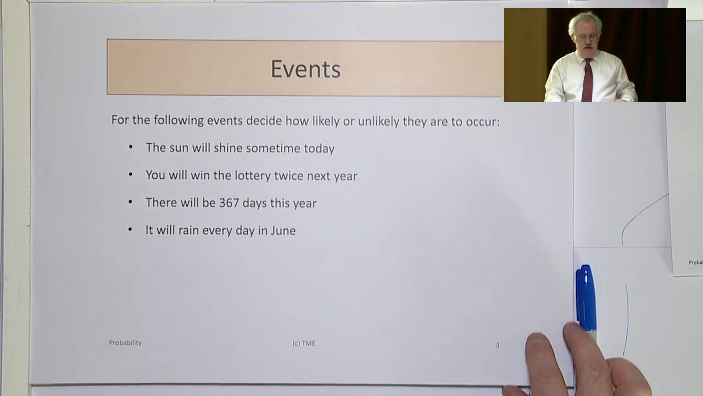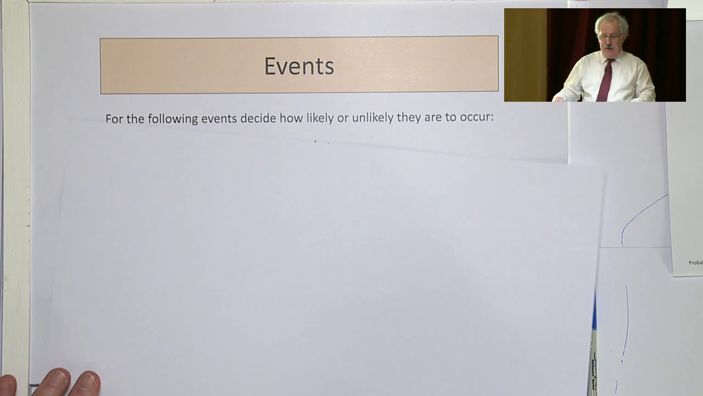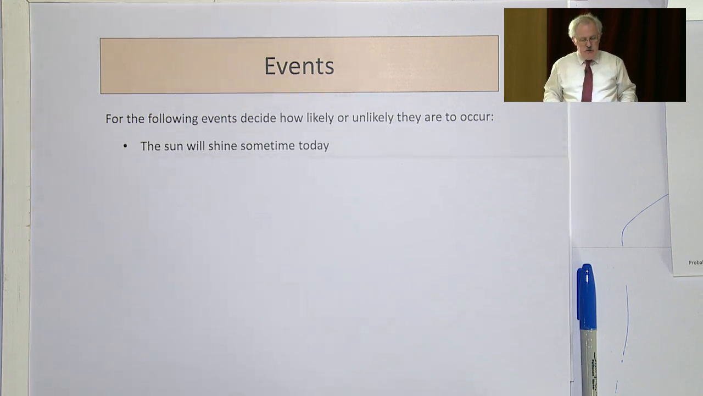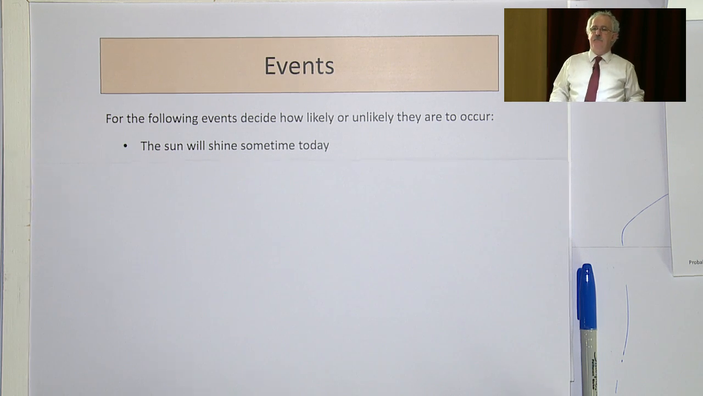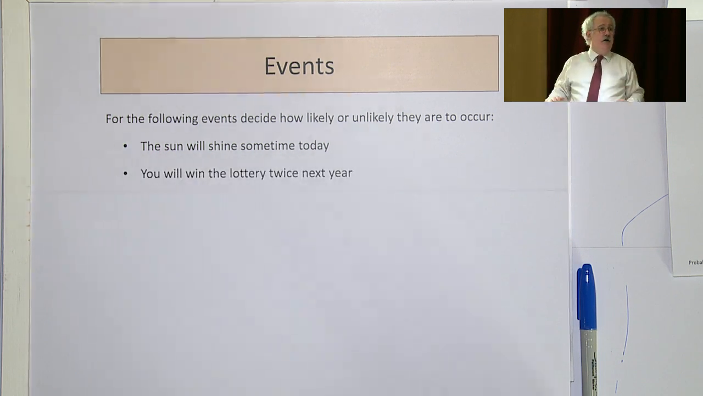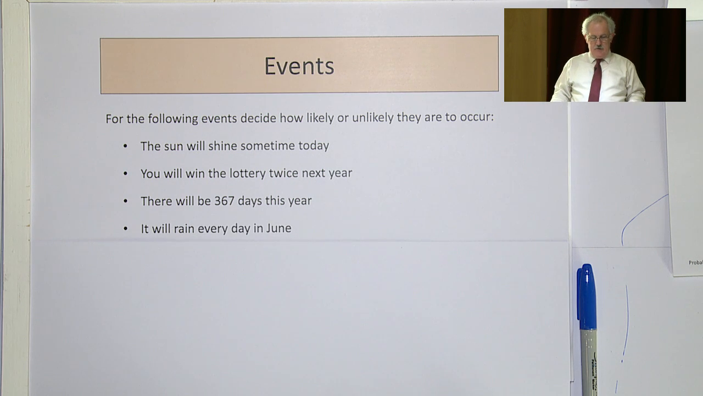Here are events then, and the following events might happen in normal discussion, and they say, what's the probability that the sun will shine sometime today here in Ireland? And it has stuck through the clouds there. That you will win the lottery twice next year. That there will be 367 days this year, and it will rain every day in June.